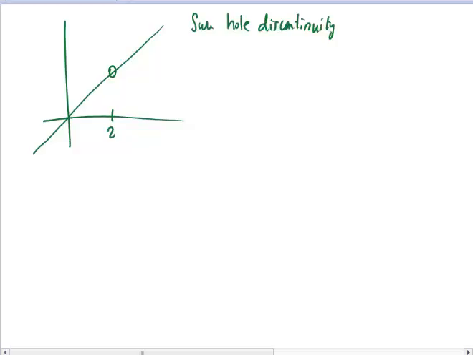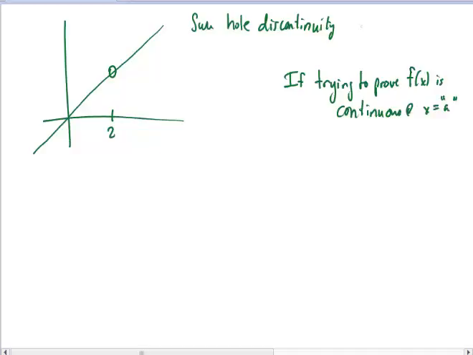But then we want to use the rules for defining a function to be continuous to help show that it was not continuous. So the rules are three things you've got to show. First, if you're trying to prove f of x is continuous at x equals a, where a is some value of x, in this case 2, you would have to show the following.